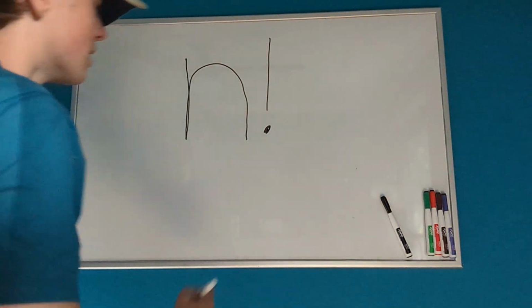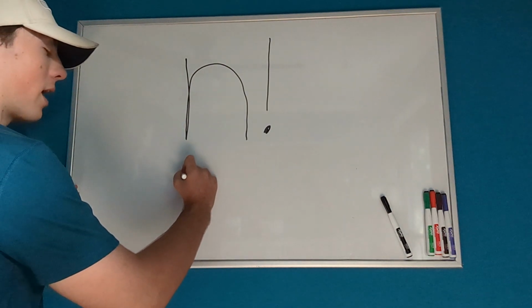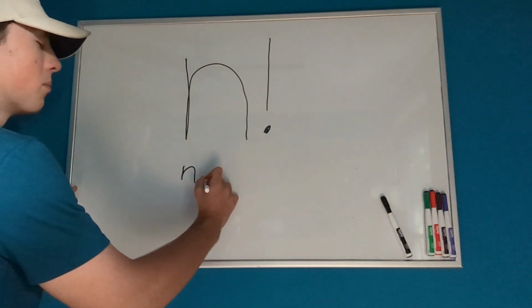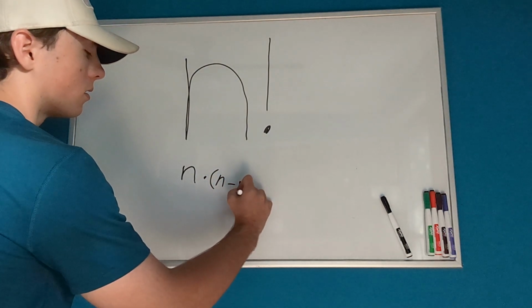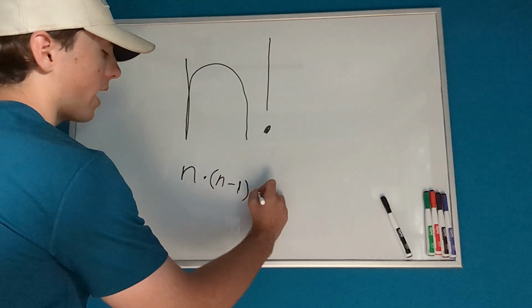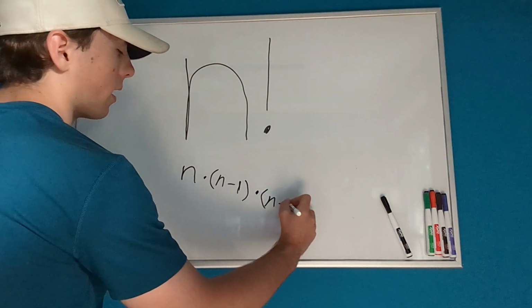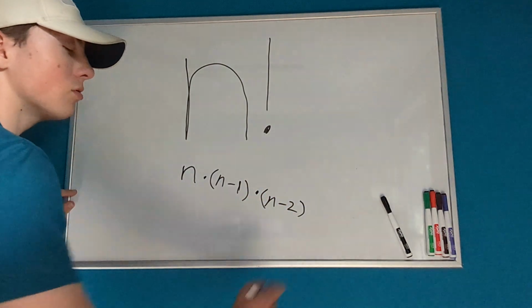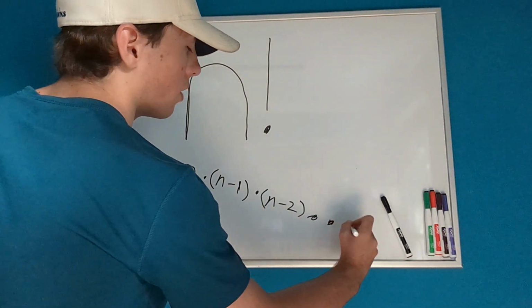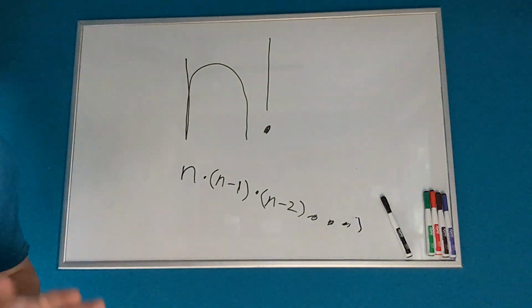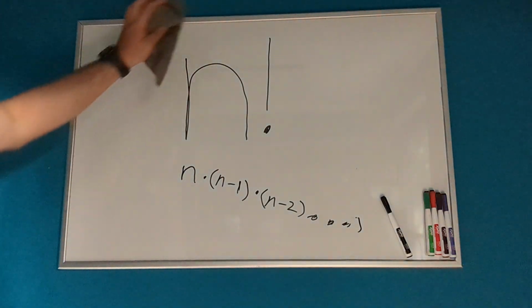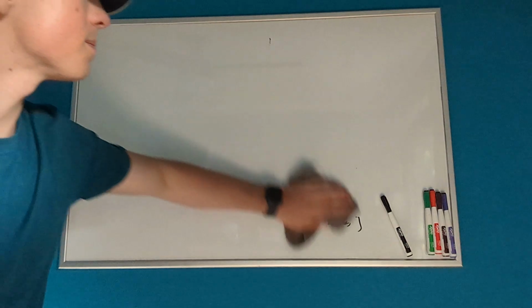Well, that means that if we take the number n, we then multiply it by n minus 1, and then we multiply that by n minus 2. And we do this on and on until our number reaches 1. So let's look at this in practice with an actual number.